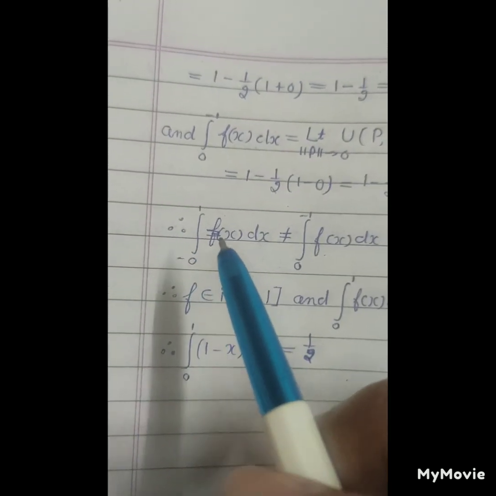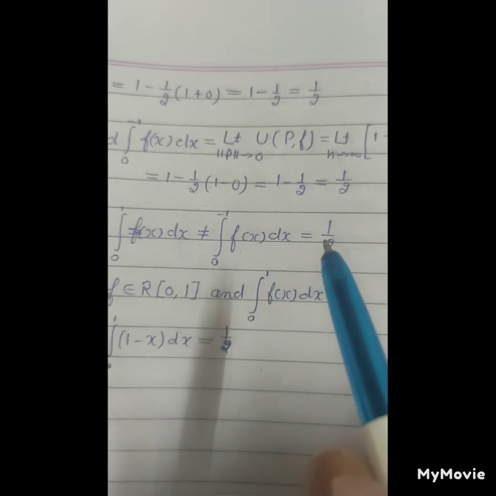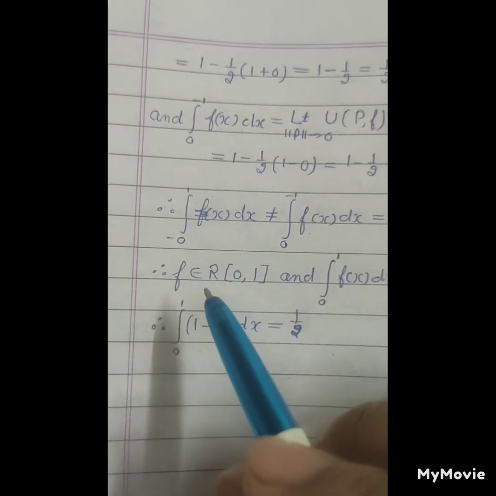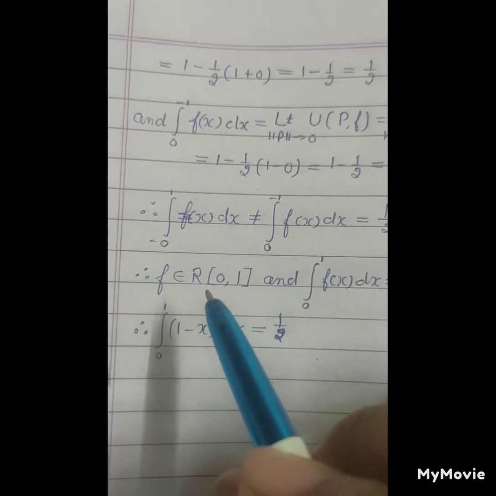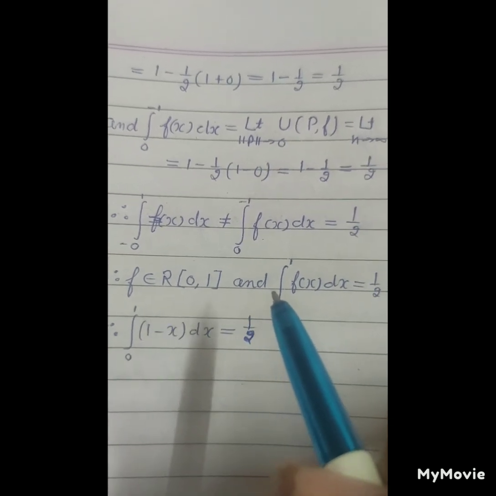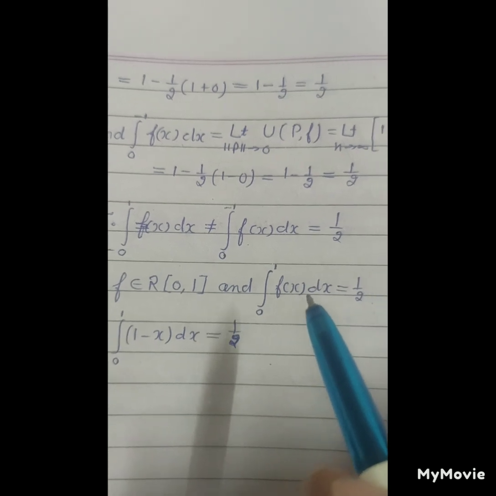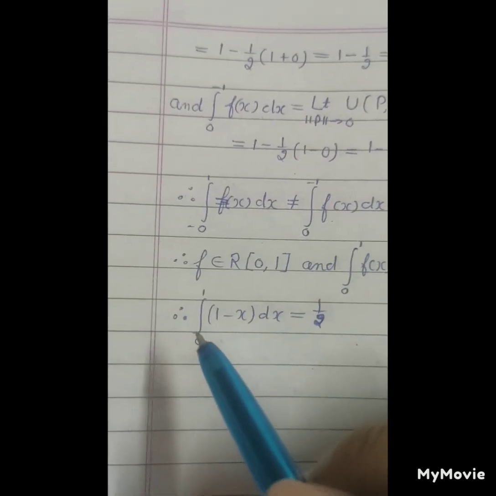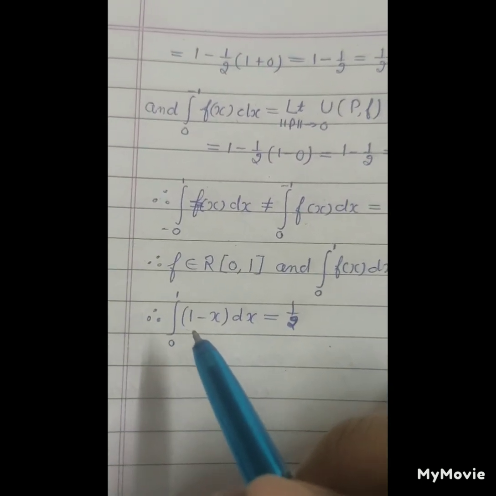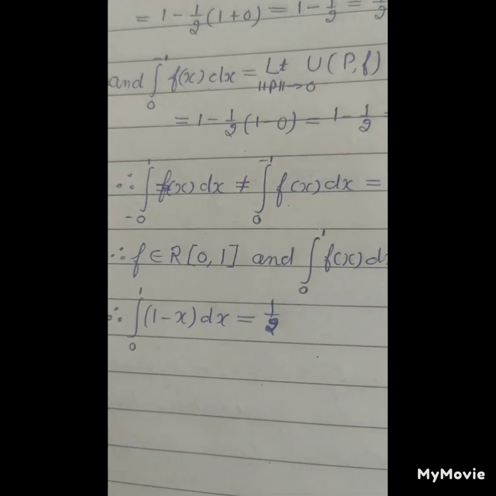So lower Riemann integral of f of x dx equals upper Riemann integral of f of x dx equals 1 upon 2. So f belongs to R on the closed interval 0 to 1 and integral from 0 to 1 of f of x dx equals 1 upon 2. So integral from 0 to 1 of 1 minus x dx equals 1 upon 2.